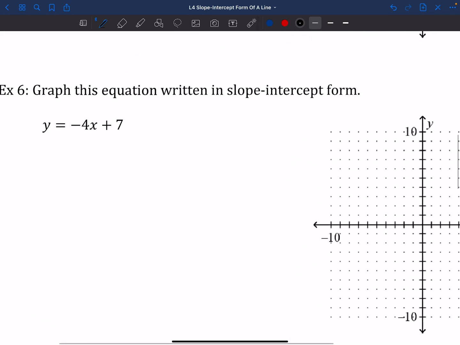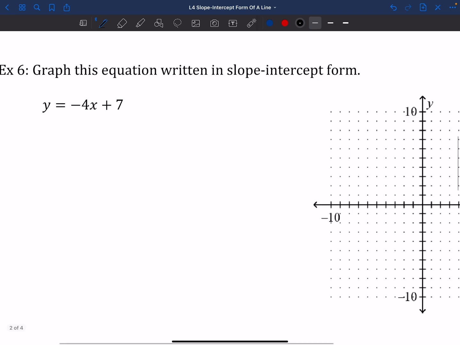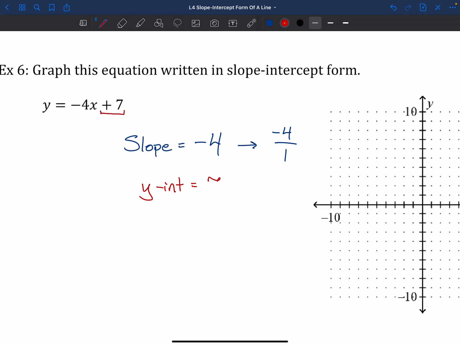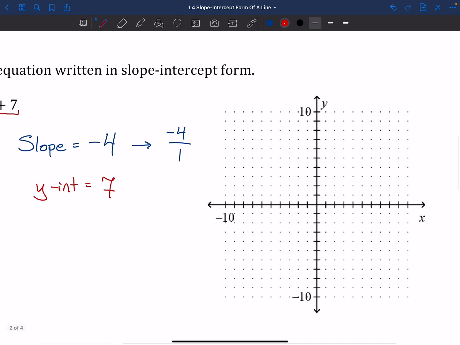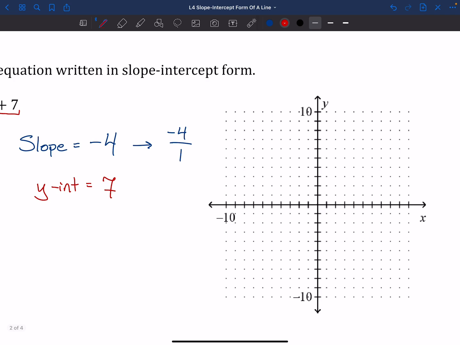So same kind of deal here. We're going to start off by grabbing my information. My slope is -4. Same deal as on the last one, we're going to turn that into -4 over 1, so that we have a rise and a run to work with. My y-intercept in this one is +7. So that's all I need. Let's pop over to the graph. We're going to go up to 7 on my y-axis and pop a dot on there, so all the way up at 7.